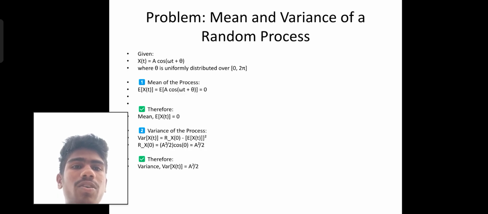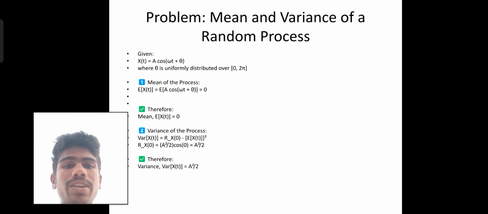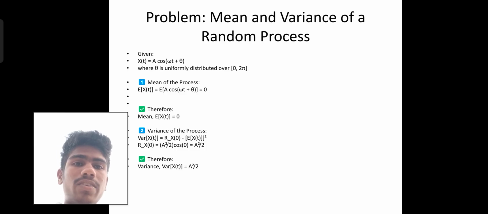Variance of the process. Variance of X of t is equal to RX of 0 minus E of X of t whole squared. RX of 0 is equal to A squared by 2 cos 0, which equals A squared by 2 times 1, that is A squared by 2. Therefore, variance of X of t is equal to A squared by 2.